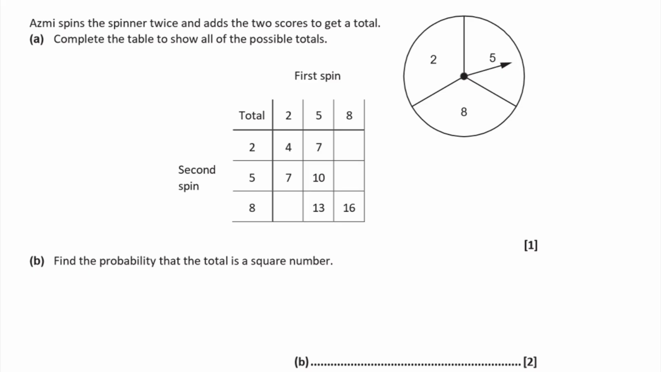Asmi spins the spinner twice and adds the two scores to get a total. Complete the table to show all the possible totals. Well, you can see that the spinner's got the numbers 2, 5 and 8 on it. So we've got 2, 5 and 8 along the top and 2, 5, 8 down the side.